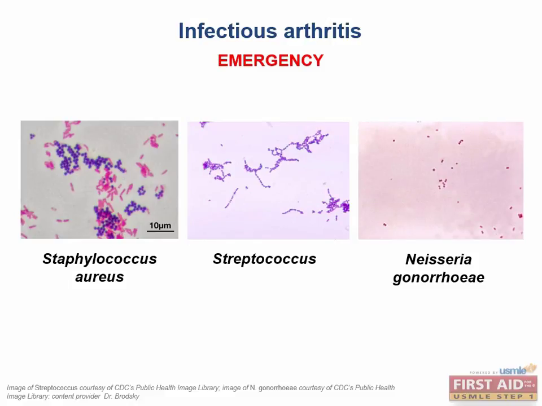The boards love gonorrhea arthritis. The patient is a teenager with migrating arthritis and a red, hot, raging joint, often the knee. Think of gonorrhea. How do you treat gonorrhea? Ceftriaxone. What else should you be suspicious of? Chlamydia and any other STDs. When you see a teenager and joint pain in a question, your brain should automatically go to this.